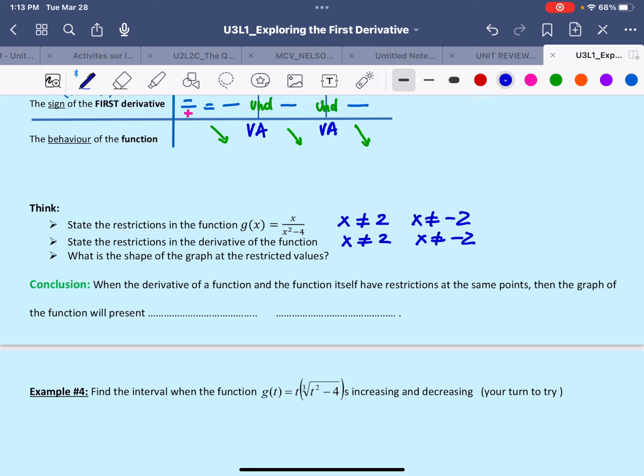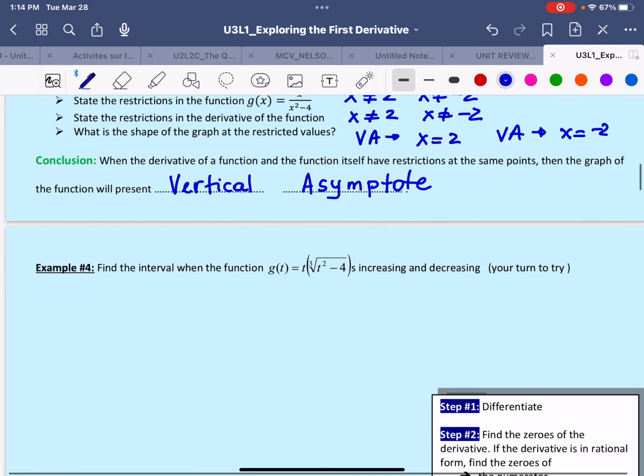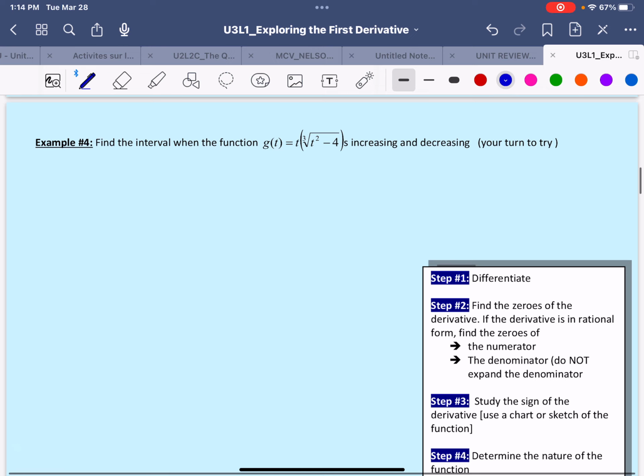So the graph at the restricted values will present a vertical asymptote, one at x equals 2 and another vertical asymptote at x equals negative 2. So, in conclusion, we're going to say that when the derivative of a function and the function itself have restrictions at the same points, then the graph of the function will present a vertical asymptote. We're going to take a look at other examples as well, where the function has no restrictions, but the derivative does. And for this, we're going to take a look at example number 4.